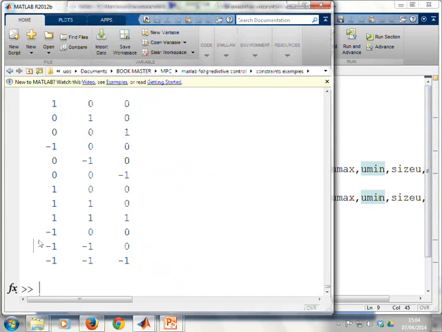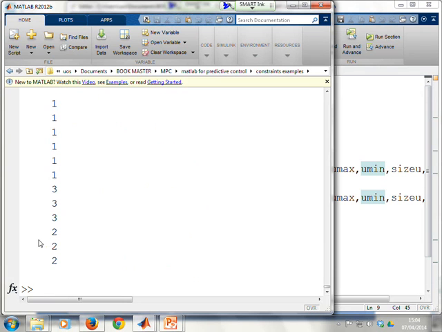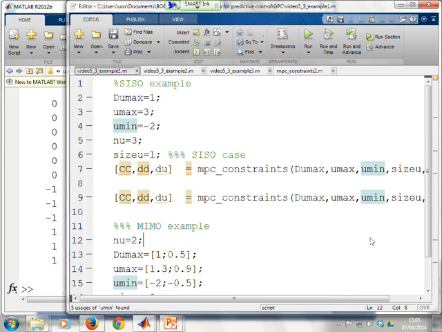If I look at DD, which had just the constraints, you'll see it's got the delta U max in the top blocks, the U max here, and the U min down here. And the final one was DU, I think. And there you can see we had zeros at the top, had no impact on the rates, minus 1 for the upper input, plus 1 for the lower input. And if you compare that with what we've done in the slides, you'll see it's what we expected.